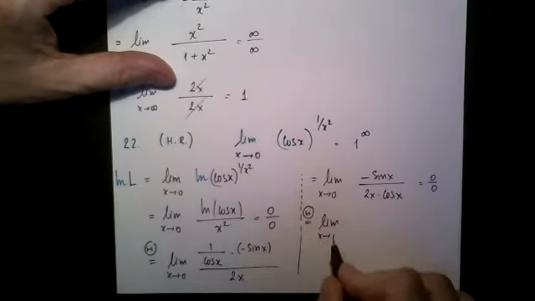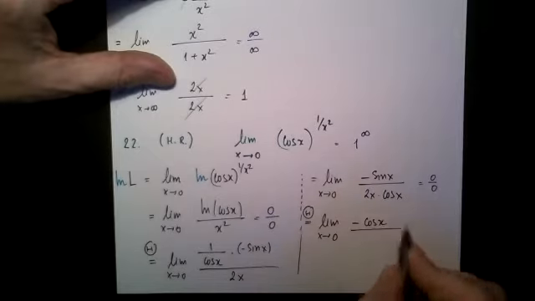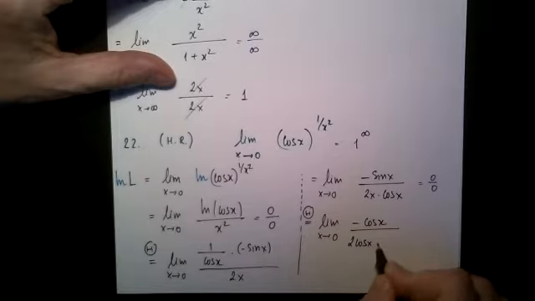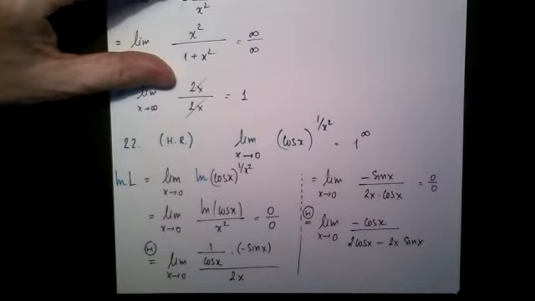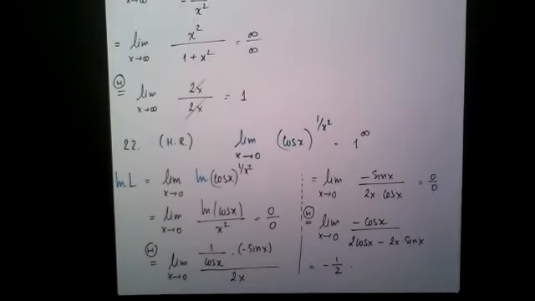Limit as x approaches 0. The derivative of the top is negative the cosine of x. And then the derivative of the bottom, don't forget to use the product rule, so 2 times the cos of x minus 2x sine x. Plug in 0 for x: you get minus 1 on top, and 2 on the bottom. So my answer is negative 1 over 2. There you go.